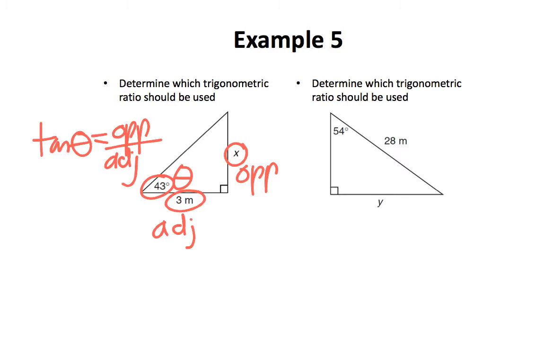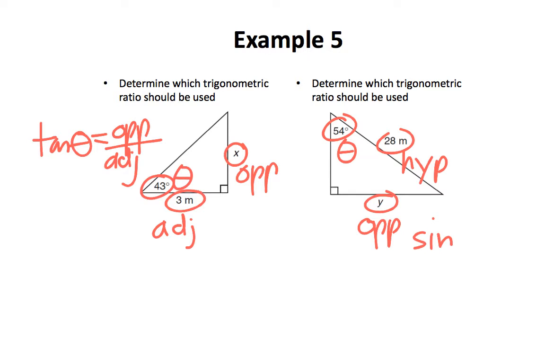In the triangle to the right, we're going to do the exact same thing. We've been given this angle of 45 degrees. I'm going to call it theta, which means that side, which is 28 meters, would be the hypotenuse. And this side, which is labeled y, would be the opposite side. So again, we're going to take a look at SOH CAH TOA and see which trig ratio contains opposite and hypotenuse, and that would be sine theta. So sine theta is equal to opposite over hypotenuse.